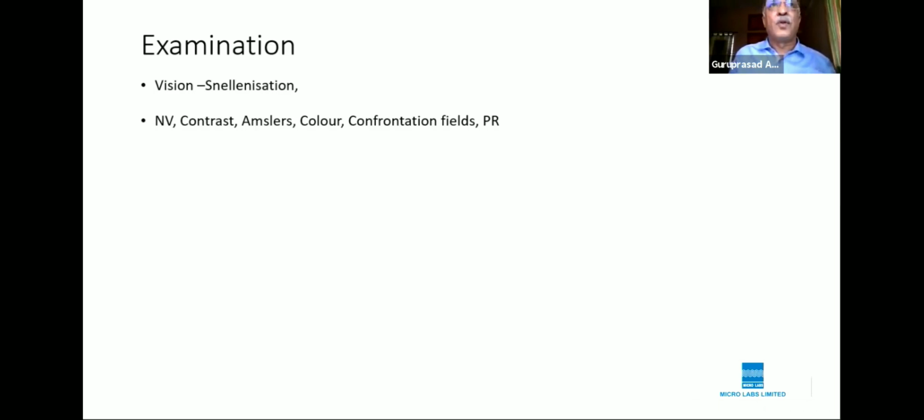Contrast sensitivity in certain conditions like CSR becomes important. Amsler's in cases of ARMD becomes important. Color vision for optic neuritis, of course, not in retina, but to differentiate between optic nerve problems and retinal problems. Confrontation fields and PR, projection of rays, is important. It's a crude test, no doubt, but then it gives a lot of information about what is happening in the retina. Grading of the RAPD, if at all it is there.